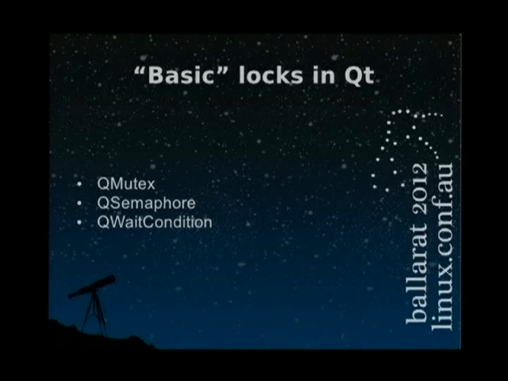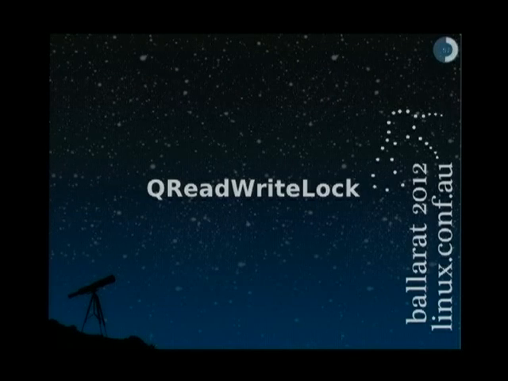The 3 basic locks in Qt are a mutex, I guess everybody knows what it is, a semaphore, same thing, and a wait condition, which is basically nothing but a semaphore with a condition. So it's not about the number of resources, but when a specific condition is satisfied. But there is more than that. This is a very neat thing.